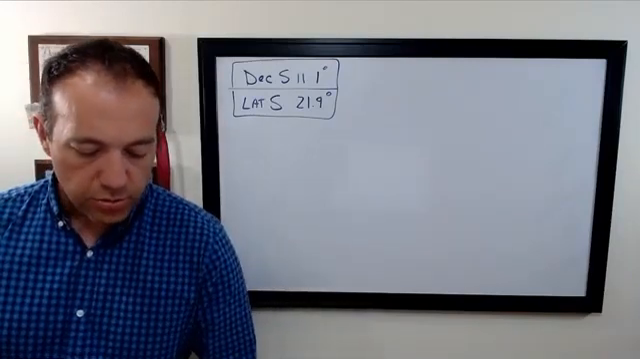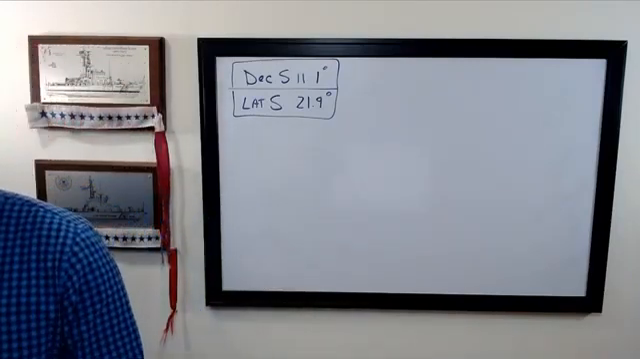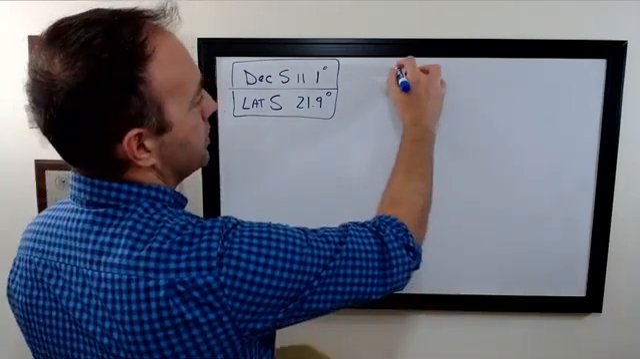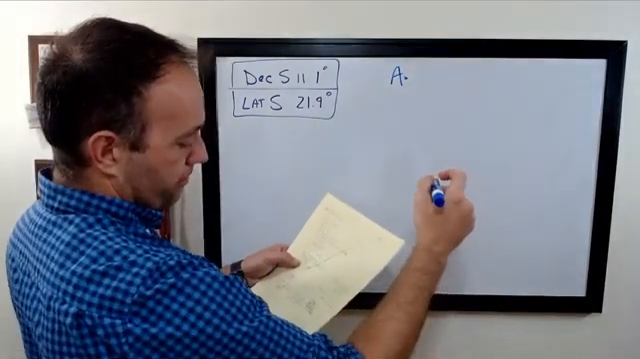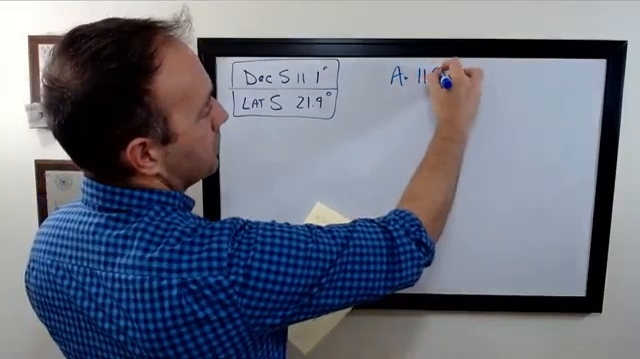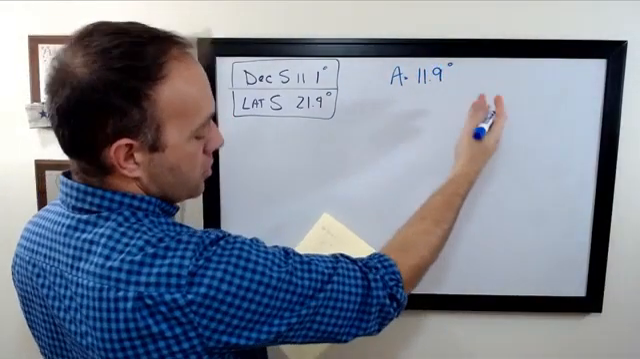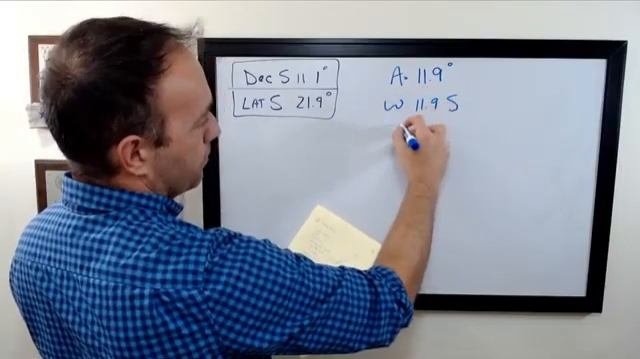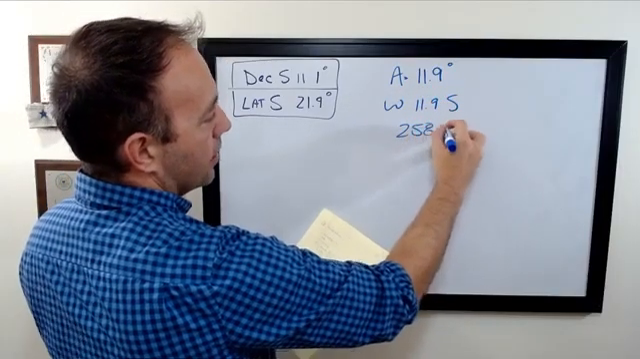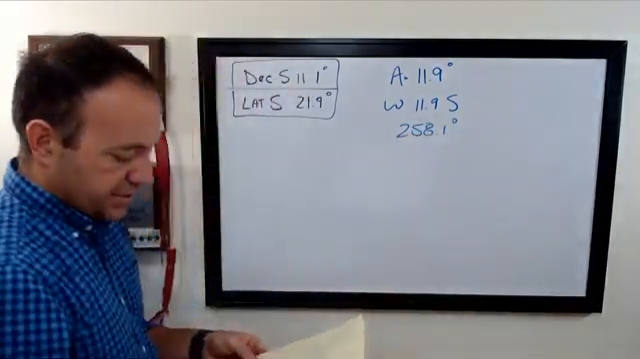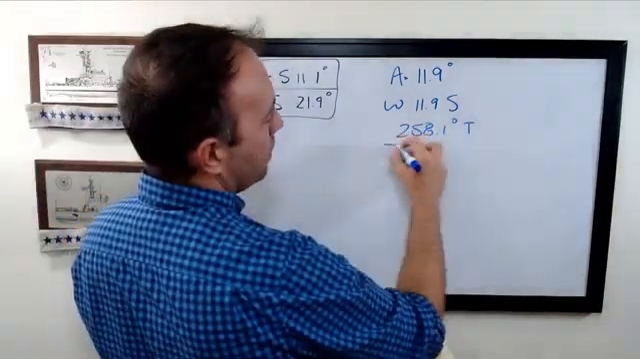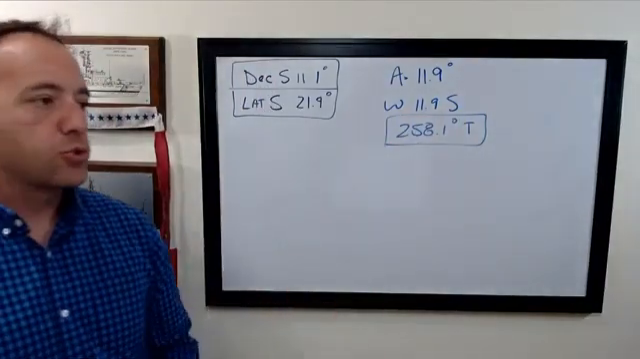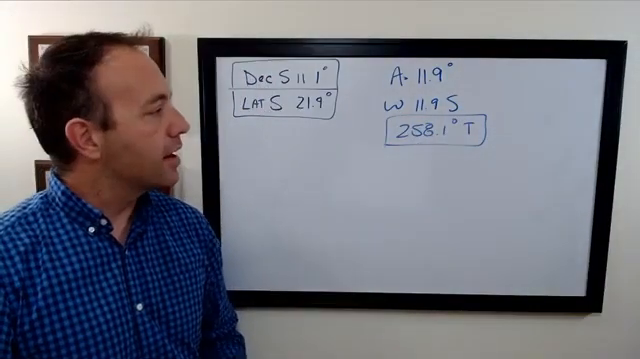So we can do the formula, or we can look in Bowditch. And what if we say our amplitude comes out to be 11.9 degrees, and then we turn that into west 11.9 south, and therefore 258.1 degrees true. These are all the steps that we've done in a previous problem. We've done two of them so far tonight, so I won't waste your time on that.